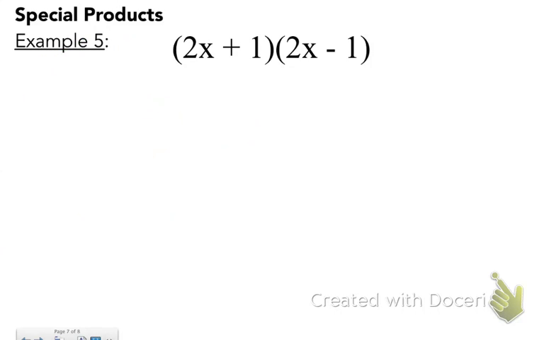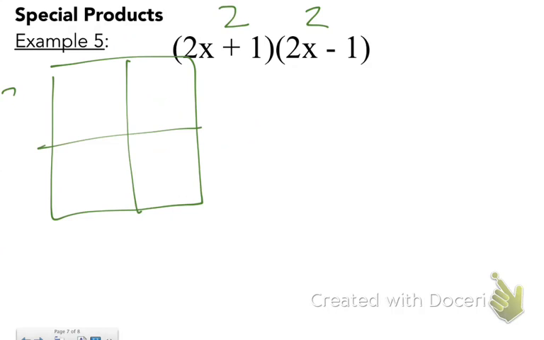Alright, and another special product: if you have two binomials where one is positive and one is negative, and other than that they're exactly the same, something kind of cool happens. So let's just set up a box this time and see what happens. Again, I have 2x here and 2x here. So I need a 2 by 2, 2x and positive 1, and 2x and negative 1.